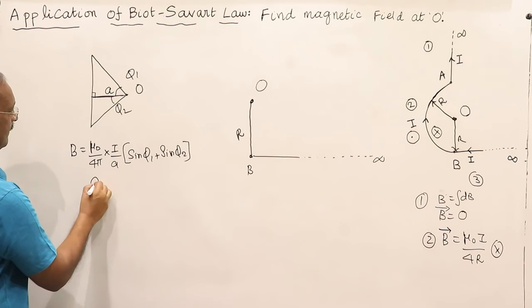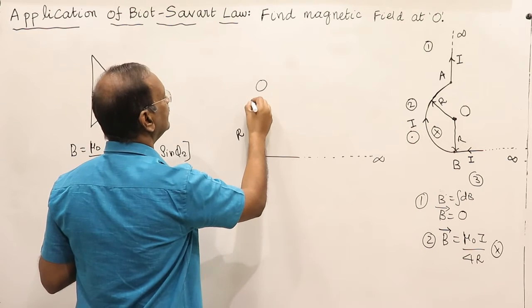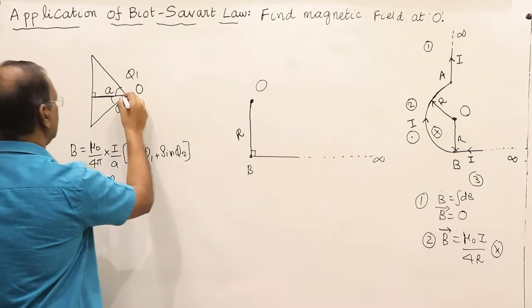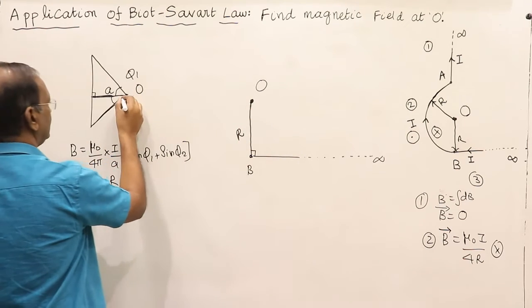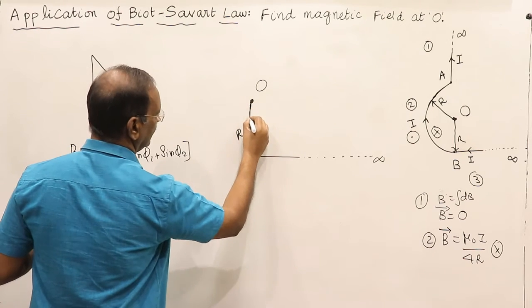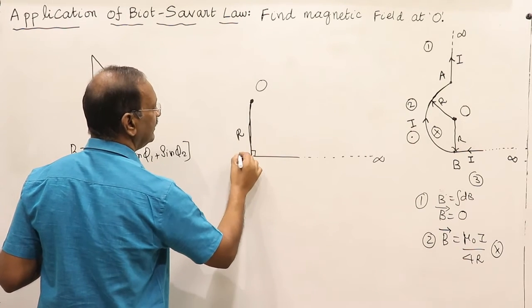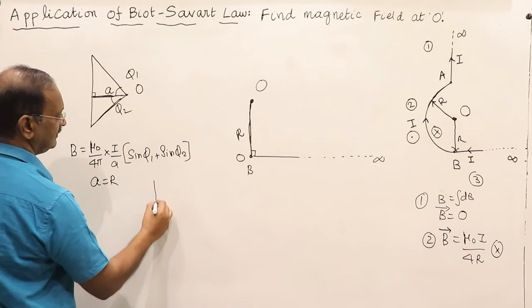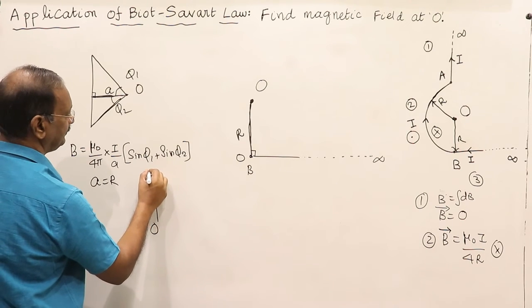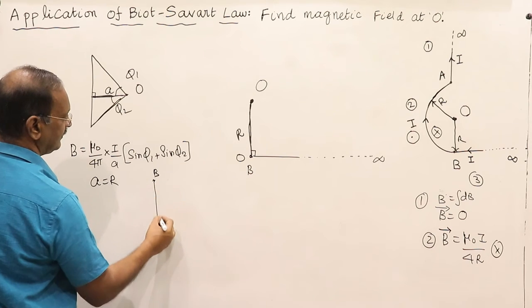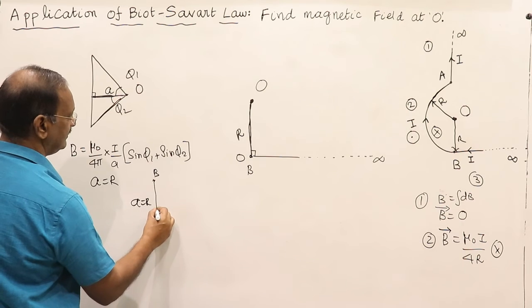Here A is equal to R. This is the perpendicular distance, AR. So with this line, the reference line, we join one end. What is the angle between the reference line and the line joining one end with the point O? That is 0, because this is the reference line, this is O, this is the one end B, and this is A is equal to R, and with the same line we join one more end.